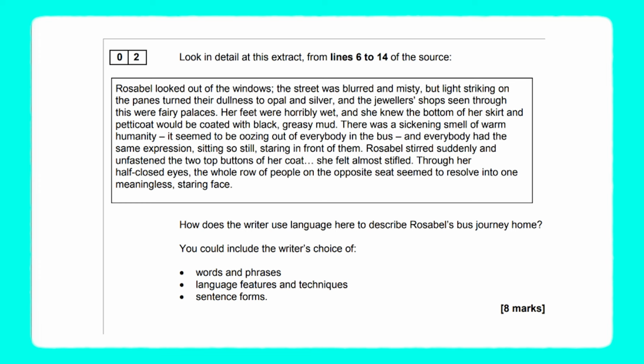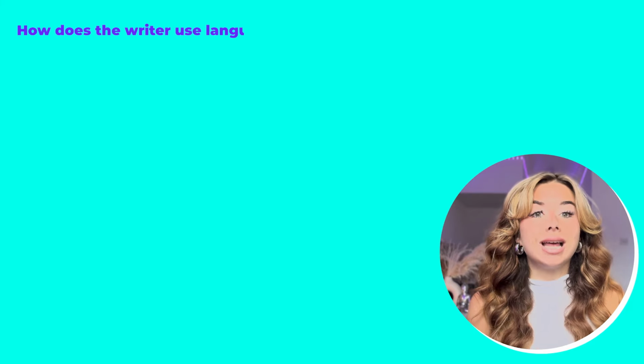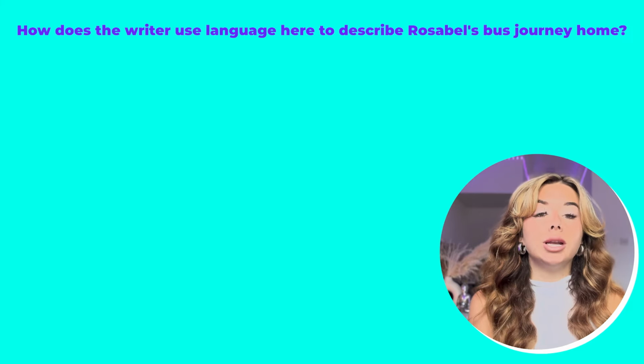Okay, so we're gonna have a look at a question from the 2017 paper, and I'm just gonna put the extract here. So just pause the video here so you can have a read through the extract so you know what I'm actually analysing and responding to. So the question is how the writer uses language to describe Rosabel's bus journey home.